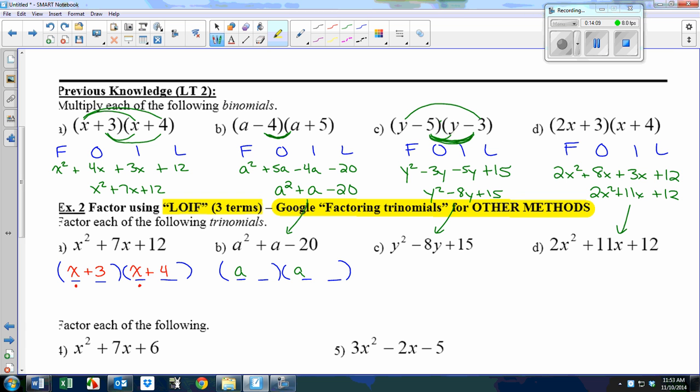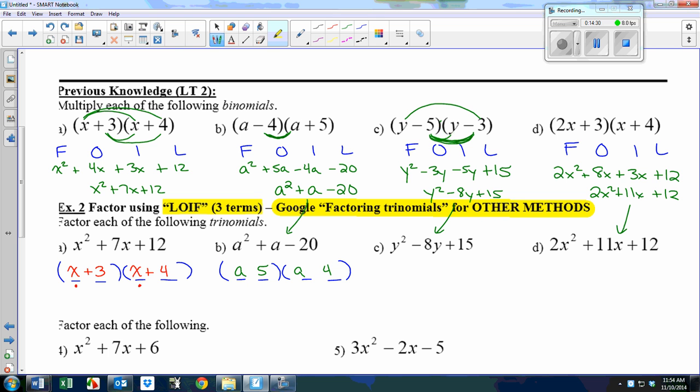1 and negative 20. 2 and negative 10. 4 and negative 5. And of course, you could flip those negatives. Negative 1 and 20. Negative 2 and 10. Negative 4 and 5. Which set makes a 1 in the middle? It's going to be a 5 and a 4. And which one do you want to be positive?